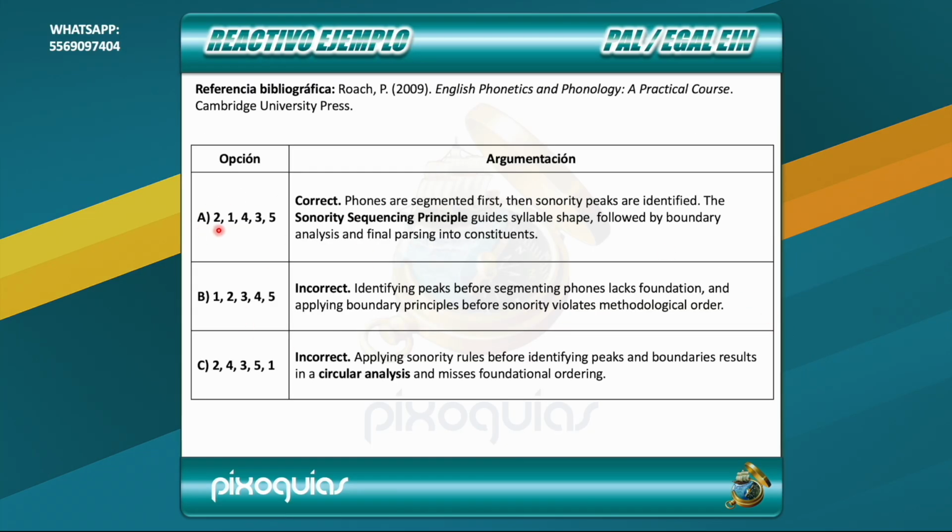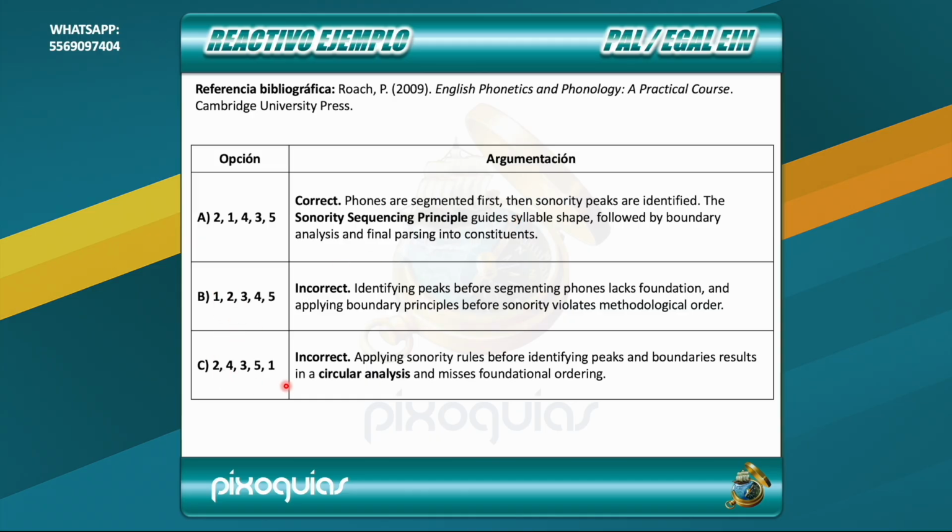So, the correct answer is A. The sequence is this because phones are segmented first and then sonority peaks are identified. The sonority sequencing principle guides syllable shape, followed by boundary analysis and final parsing into onset, nucleus, and coda.